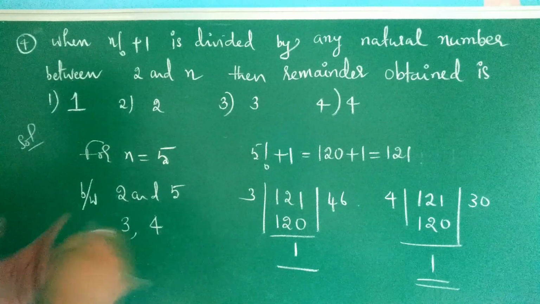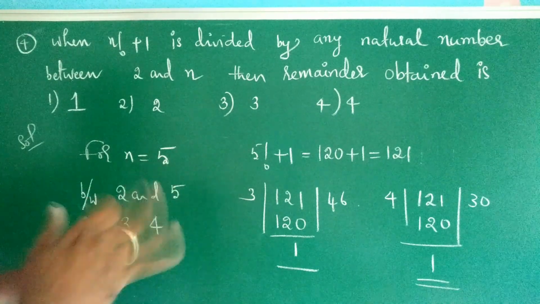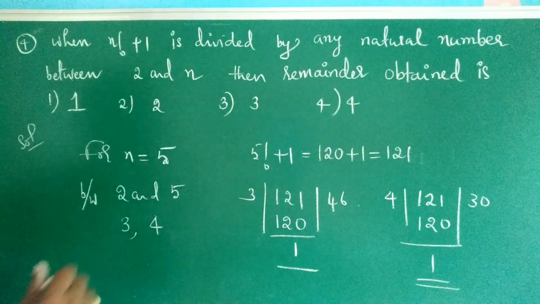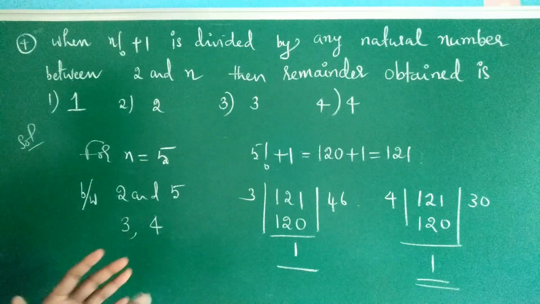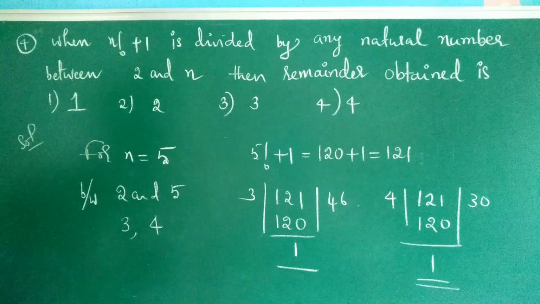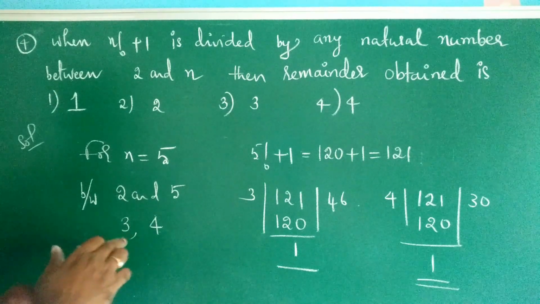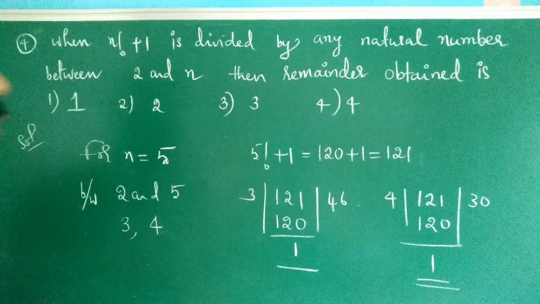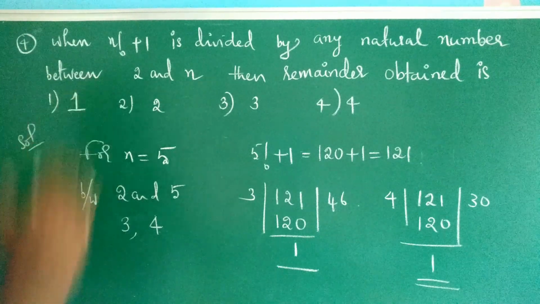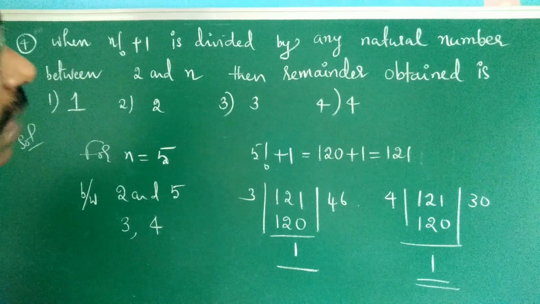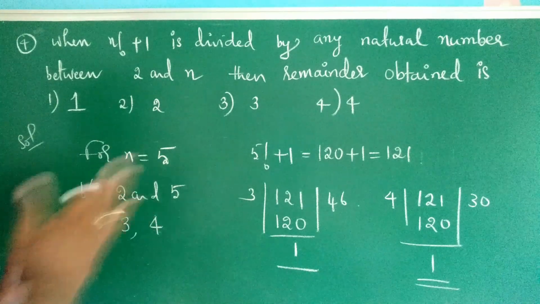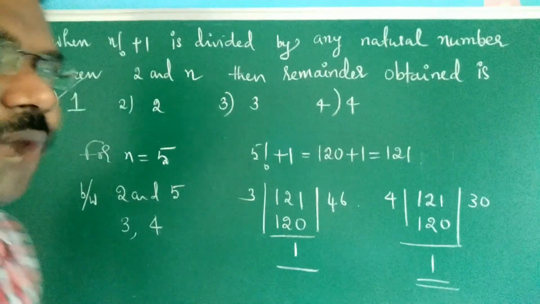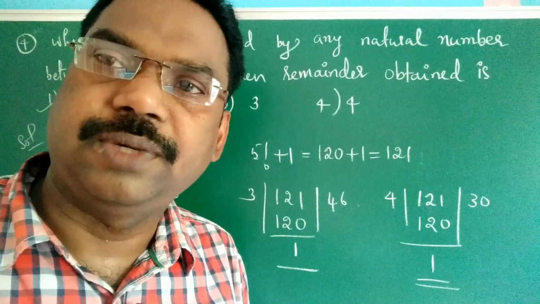Now you consider any value for n equal to 5 or 6 or 7, anything up to n is natural numbers. Now you take any two numbers between them, divided by those numbers, the remainder is 1. Therefore, here n factorial plus 1 divided by any natural number between 2 and n, remainder is 1. Therefore, option 1 is the correct one.